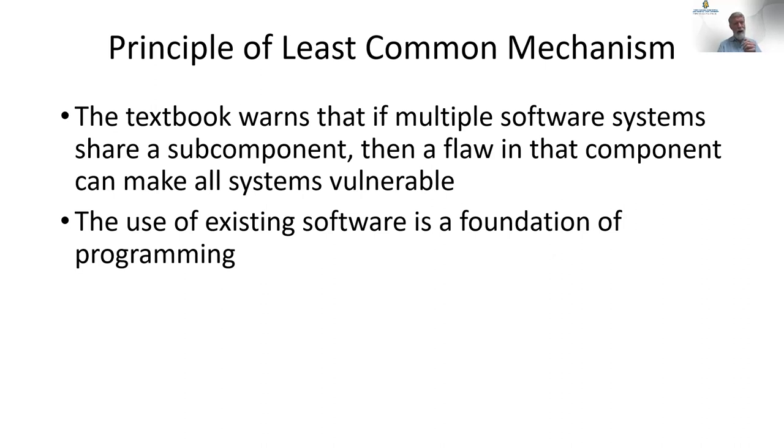Least common mechanism. Now, I disagree with the textbook on this. It mentions that if you have shared subcomponents in the software, then if there's a flaw, it makes all the systems vulnerable, which is true. And there have been cases where underlying software had a serious flaw. It was the heartbeat flaw a while ago that involved TLS, the transport layer security, and it impacted lots of people. But the use of existing software is a foundation of programming. Don't write everything yourself. Use all that is available. Because hopefully the libraries you use have been tested and checked, particularly these open source things where people have looked at them and said, oh, that looks correct to me. So it is wise to use existing software.